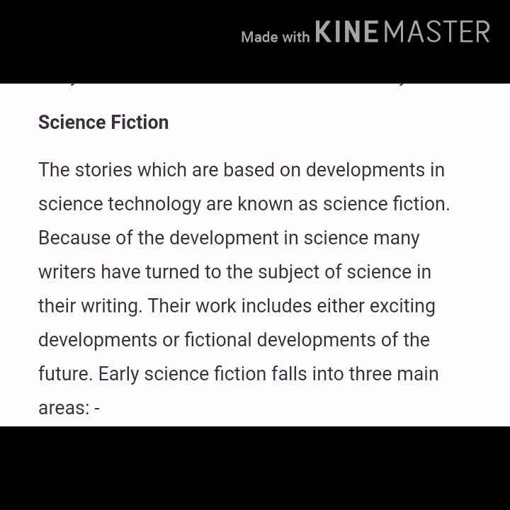Science fiction. The stories which are based on developments in science and technology are known as science fiction. Because of the development in science, many writers have turned to the subject of science in their writing. Their work includes either exciting developments or fictional developments of the future. Early science fiction falls into three main areas.